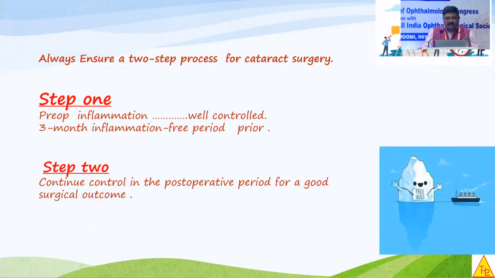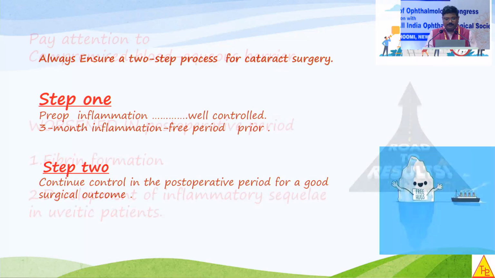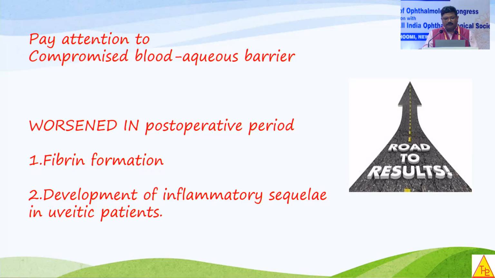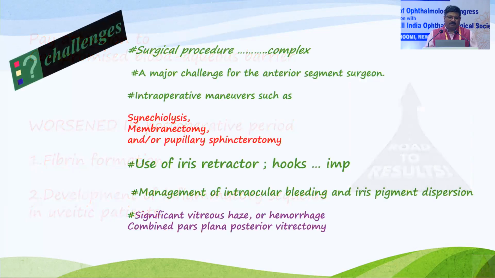In these cases, we have to always ensure a two-step management for the cataract surgery. Step 1, we have to control the inflammation, and step 2, we have to control the post-operative inflammation also. We have to always pay attention to the blood aqueous barrier, because after the surgery there is a lot of inflammation, and because of fibrin formation, we have to pay attention to that also.